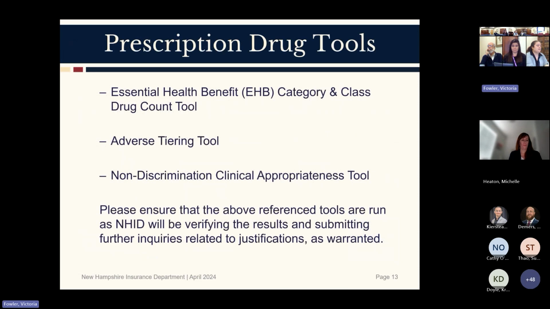And next we have the CMS prescription drug tools. We've made some changes to our process for reviewing the results of the following tools. These CMS tools must be run by all insurers prior to submission to the NHID. The tools include the Essential Health Benefit Category and Class Drug Count tool, the Adverse Tiering tool, and the Non-Discrimination Clinical Appropriateness tool. We will be verifying your results and inquiring further regarding your justifications as warranted prior to transmission to CMS. So again, it's important that these tools are run by all issuers prior to submission.